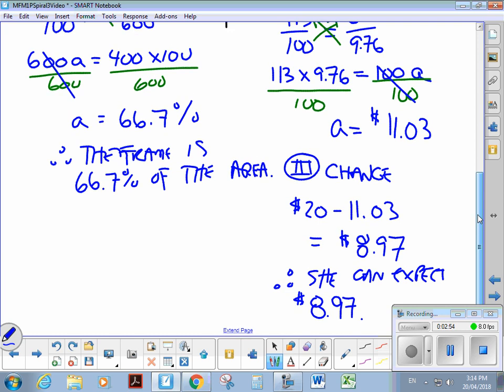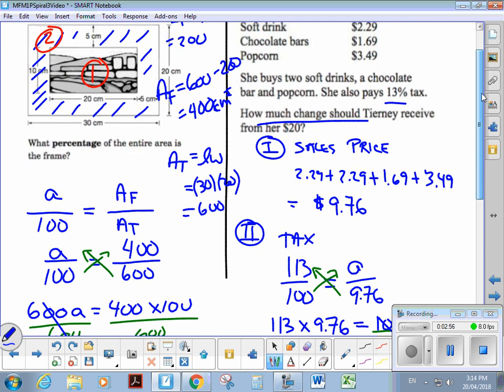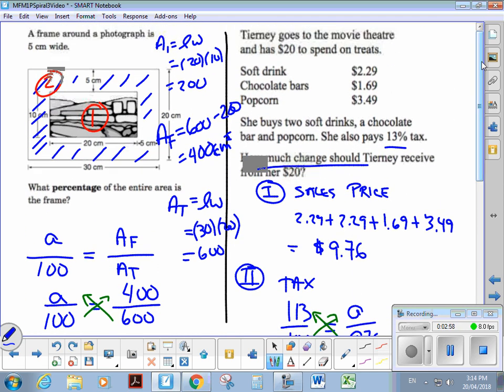All right. So that is your money question. And again, if any of the steps don't make sense, stop the video and ask the teacher for assistance.